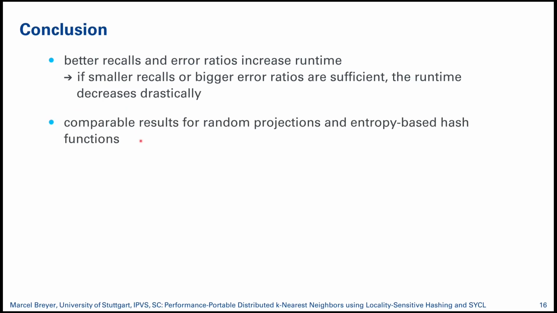My results for the random projections and entropy-based hash functions were overall comparable. However, the entropy-based hash functions can further be refined using a better distributed sorting algorithm, and the entropy-based hash functions, compared to the random projections, needed less hash tables in order to achieve a comparable recall, and therefore needed less memory on the GPU, resulting in the possibility of processing even bigger datasets.